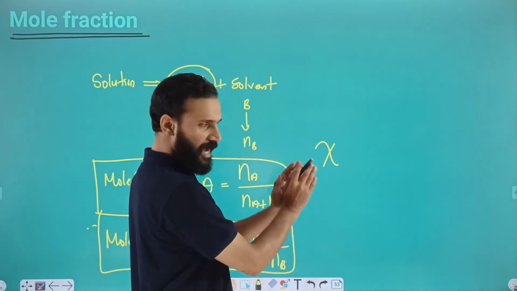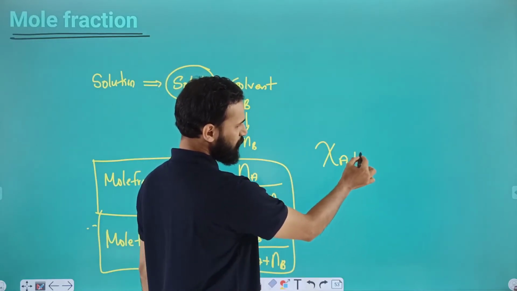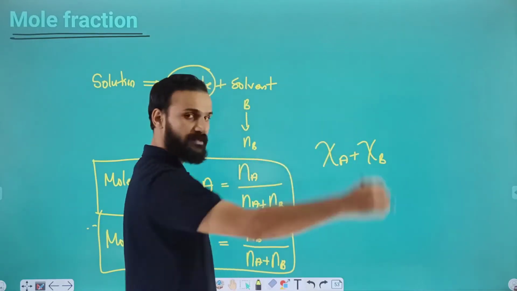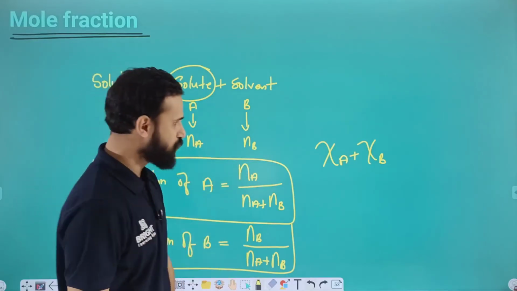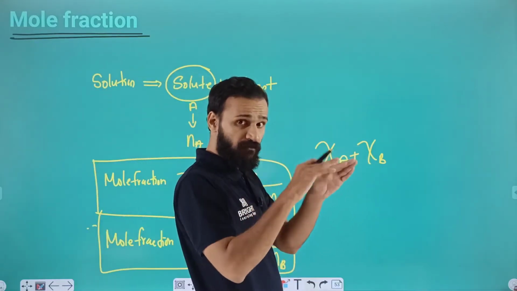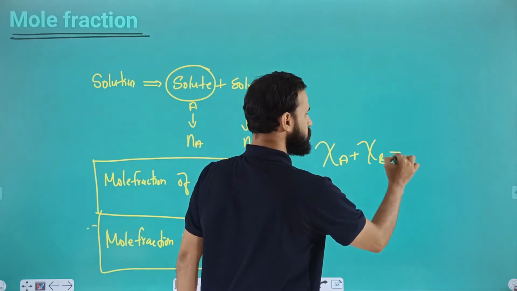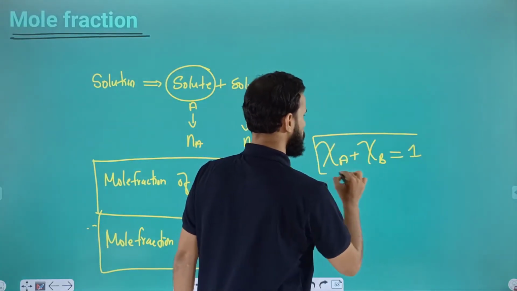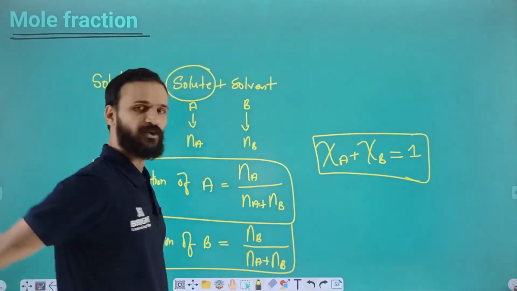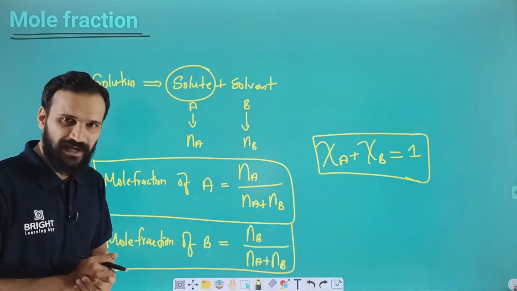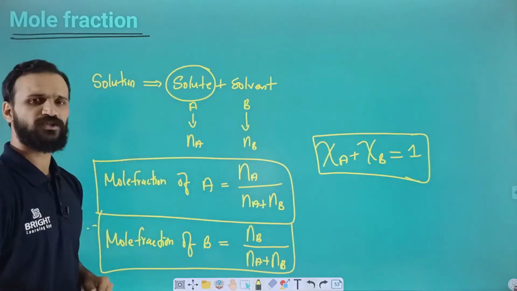Suppose you are adding the mole fraction of A plus the mole fraction of B. That means two components are present in a binary solution. So if you add the mole fractions of all components in a solution, the sum will be equal to 1. Is that clear? Yes. These are the points we have to remember here.